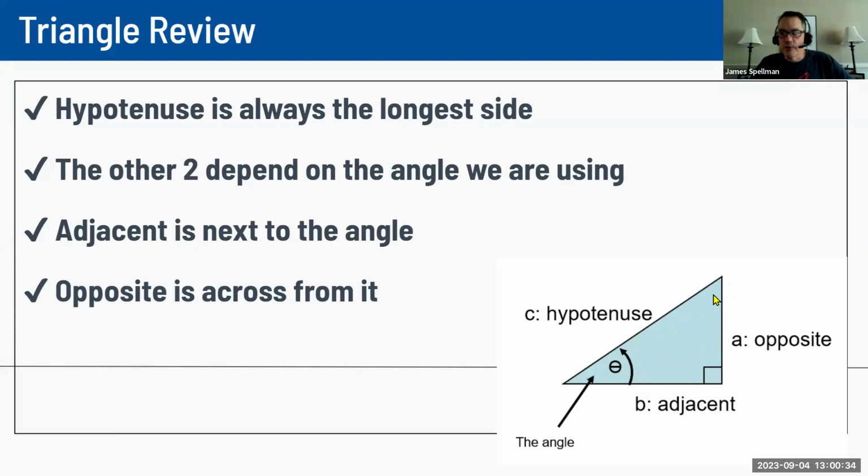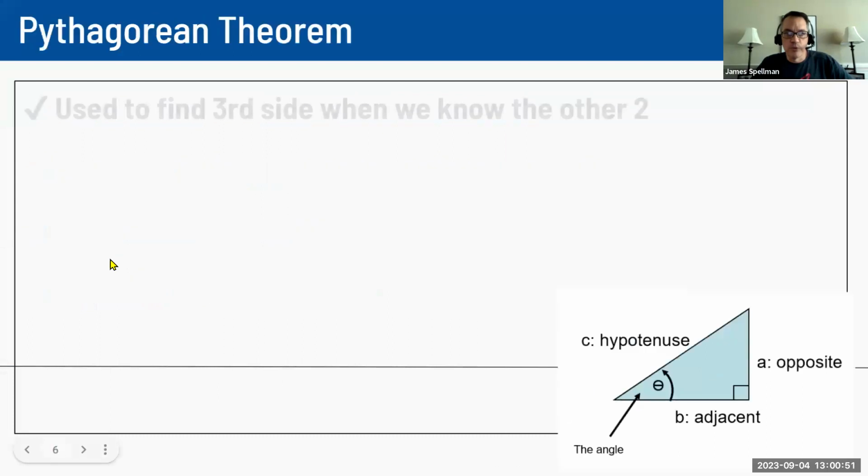So if this is our angle that we're referring to, then the side next to it now becomes side A, and this would be the adjacent side, and the side across from it would now be this bottom one, which would be the opposite. So again, naming the opposite and adjacent, we have to define which angle we're referring to in order to be able to properly label those.